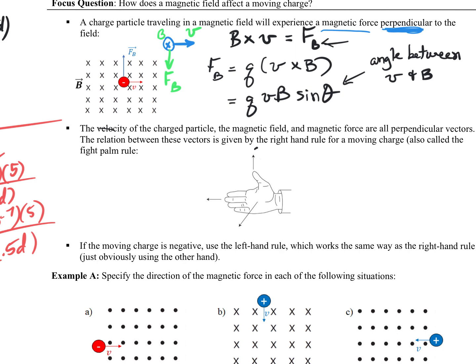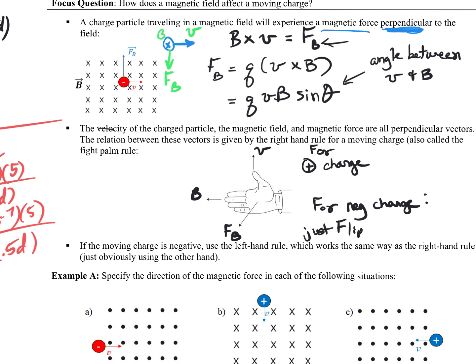So this, if you remember, is V. This is B, and out becomes F sub B. And this is for a proton. So for a positive charge, right? How does it work for a negative charge? Same way, just flip. Just use your left hand. Flip the direction of F sub B for the right-hand rule, or use your left hand. Okay?